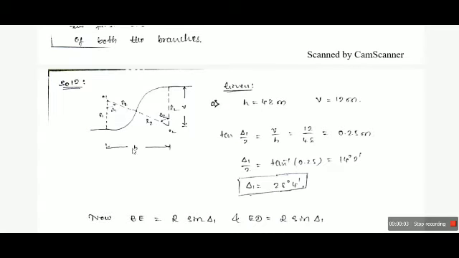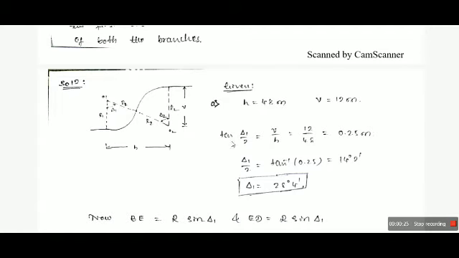Solution for this problem. For the first part, you have to find out the radius of the curve. Here h is equal to 48 meters, v is equal to 12 meters. With respect to the diagram, joining this point to this point gives the triangle. The angle there is equal to delta 1.